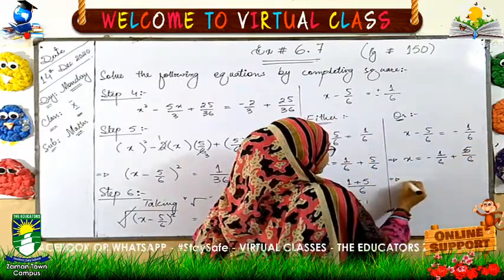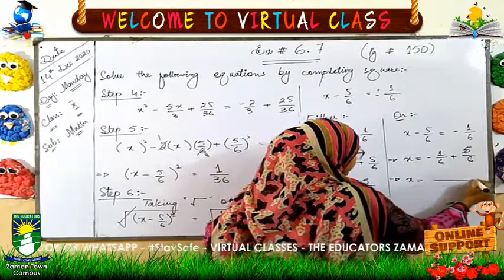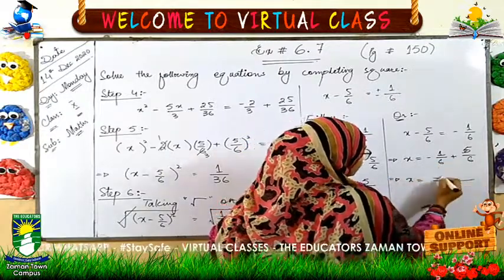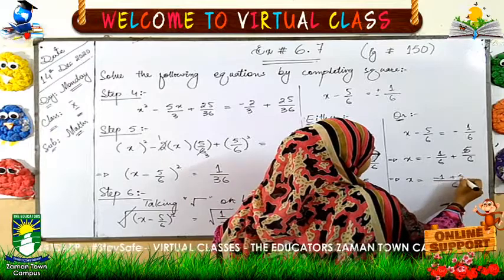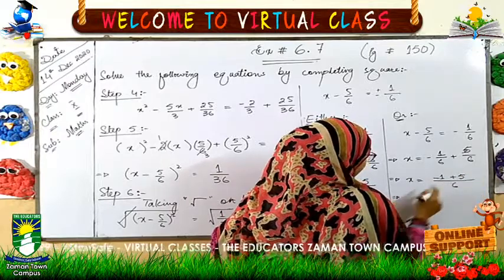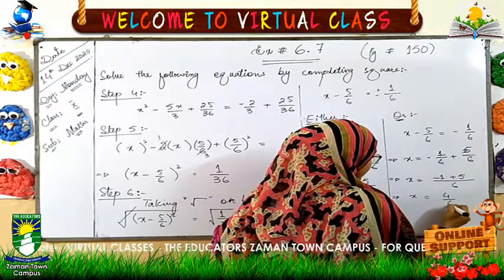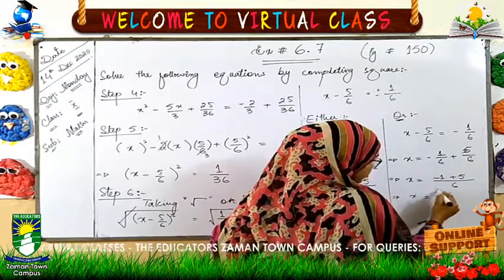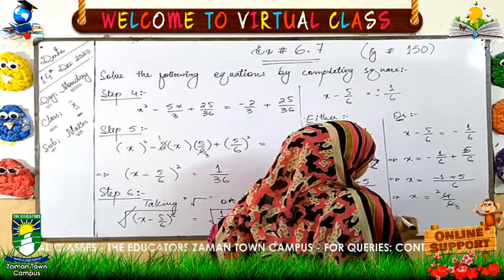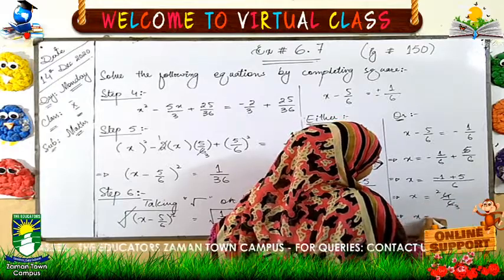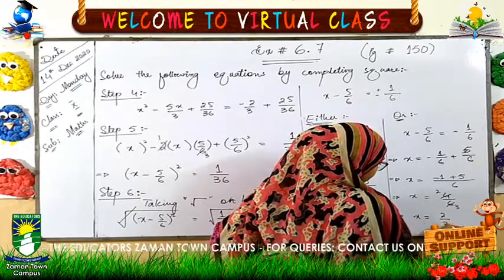Now x is equal to 6 taken common, minus 1 plus 5. Minus 5 minus 1 will become 4 upon 6. We can cancel it by 2. 2 2s are 4, 2 3s are 6. So the next value for x is equal to 2 upon 3.